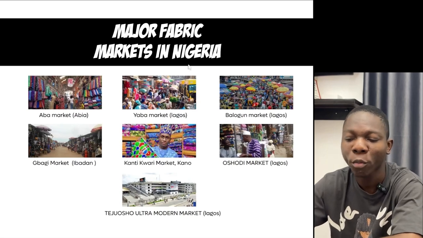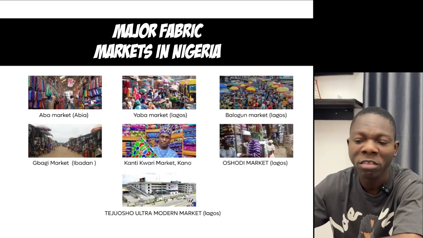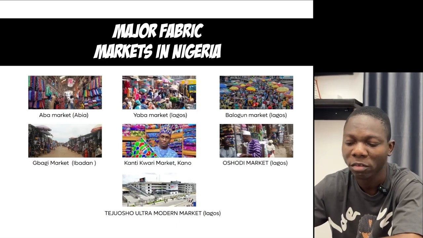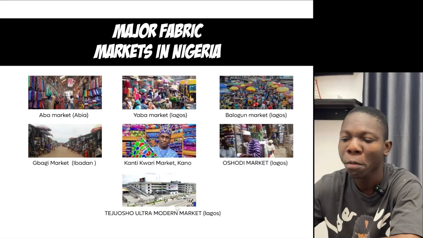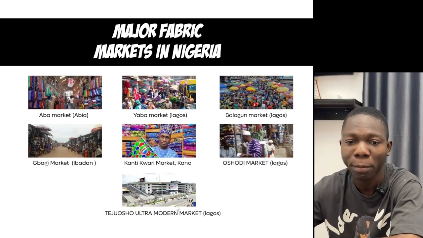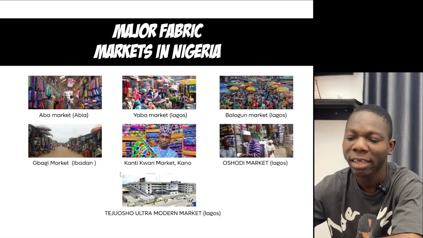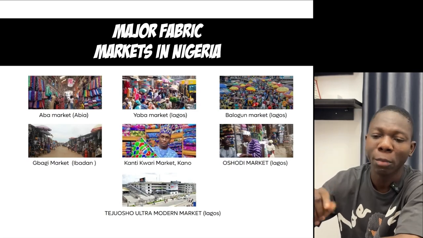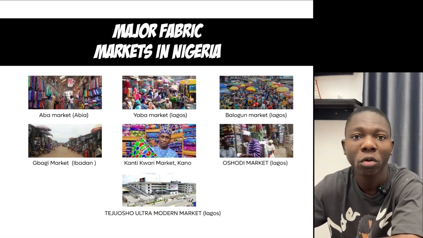So people from all these markets go to Aba to buy goods at wholesale price, then come retailing in different states. Tejo Osho is a major place where they sell different types of fabrics, and also Yaba. So just do your research on the type of fabric that you want to buy. If it's streetwear, you're most likely going to get it in Tejo Osho. If it's things like lace, Ankara, you can get it in Oshodi. Just do your research. I'm not going to put a pin on where you should get fabrics from, because I don't know what fabrics you'll be using for your projects.